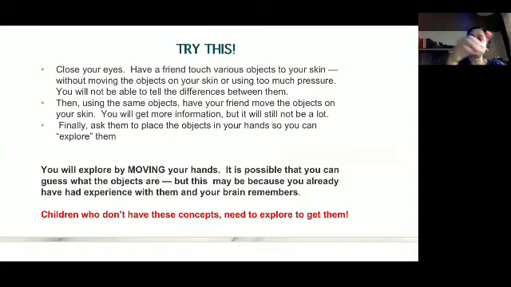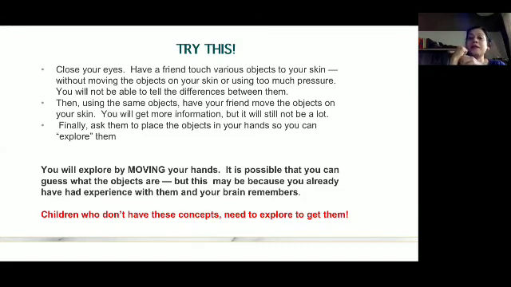Suppose it's a sketch pen and someone touches you with it, you will not know whether it's a thermometer or a pen unless you manipulate it, unless you move it. So then, using the same objects, have your friend move the objects on your skin. It gives you more information, but still not completely. Then finally, when you keep the object in the hand, you will be able to feel it more, and okay, this is a sketch pen in my hand. So first is touching, then is moving, and the third is exploring. You will explore by moving your hands.